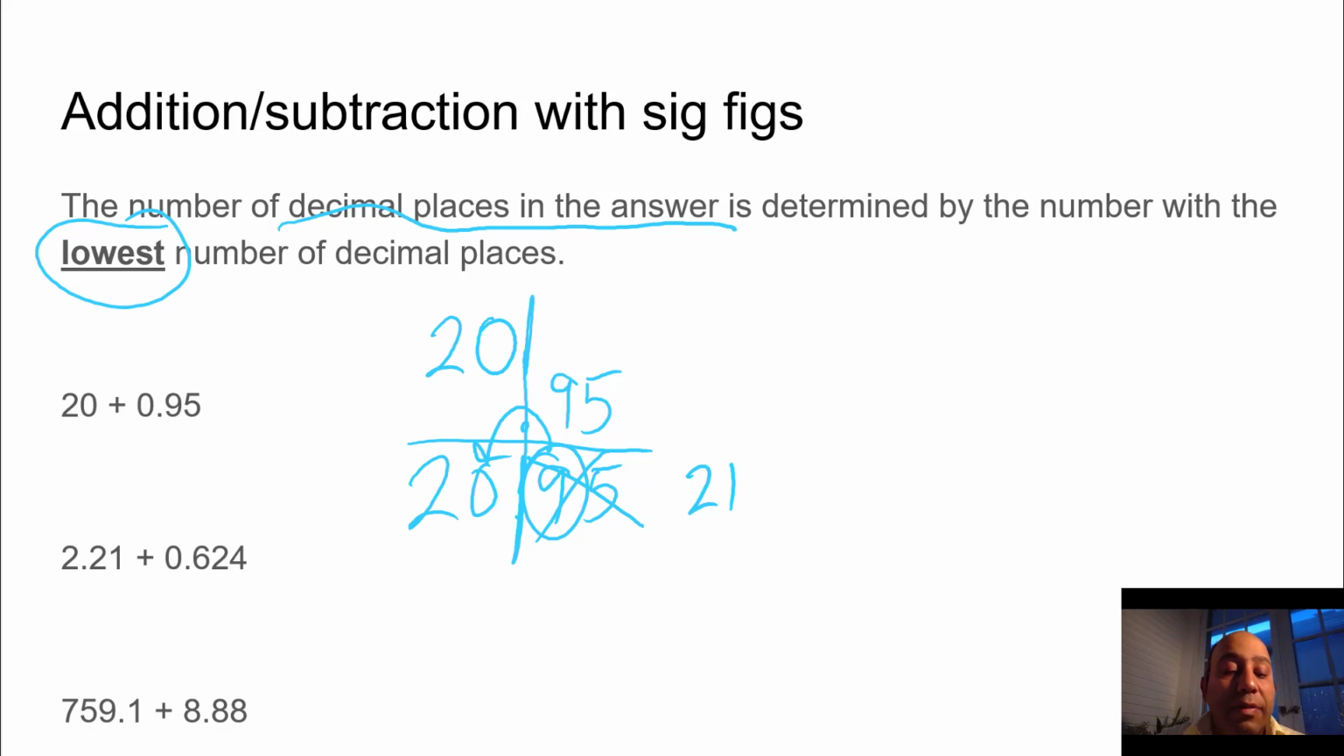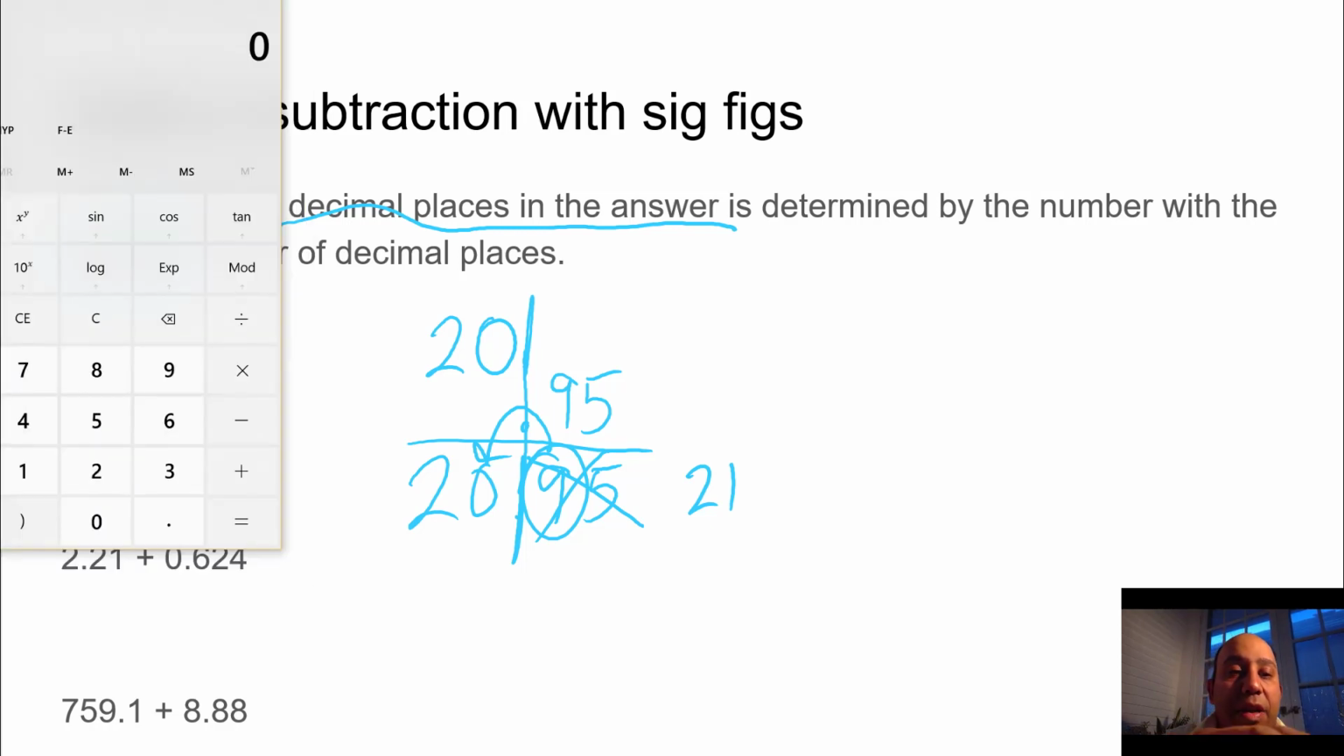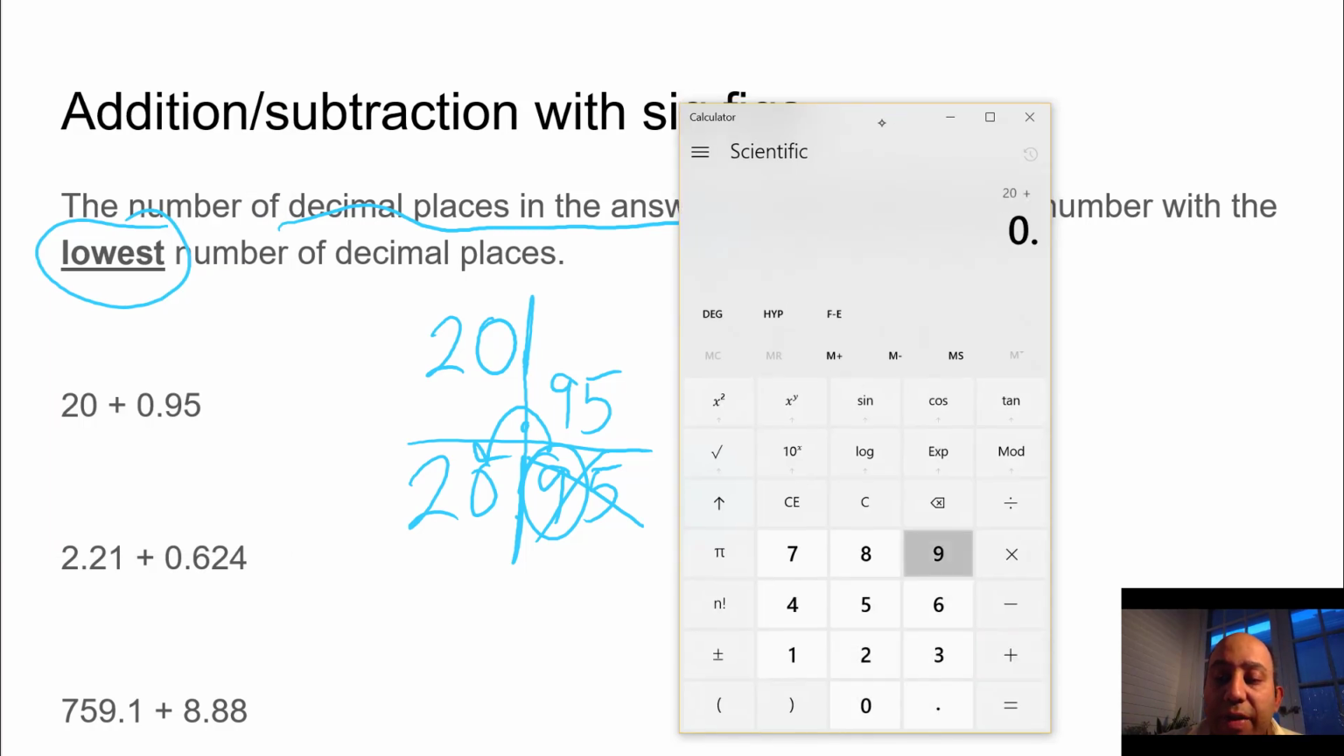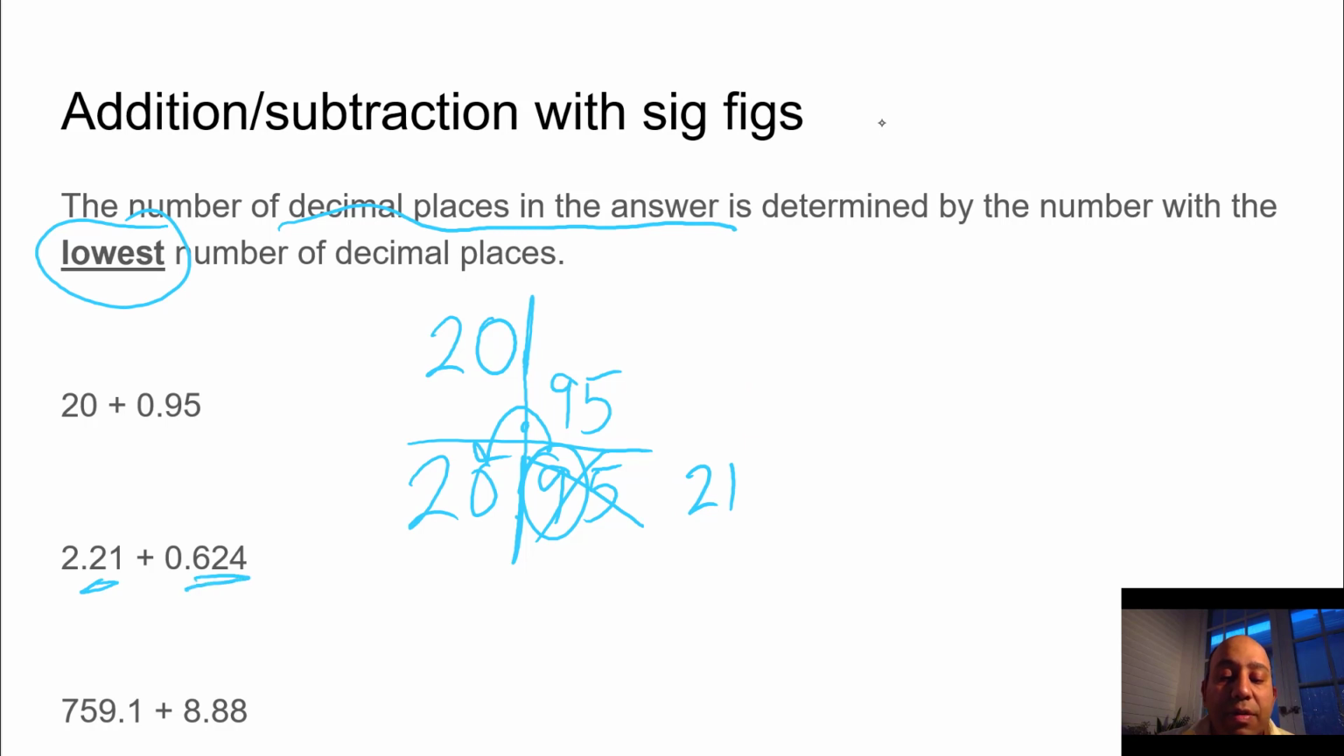You can do this in your calculator as well. I'm going to pull out my calculator here, and you do 20 plus 0.95, and of course you get 20.95, and then you cut off the number right between the 0 and the 9. Then you have to round up, so the answer is 21. You do the same thing for the second one, 2.21 plus 0.624, and you see the answer is 2.834, but you notice that there are 2 decimal places in this one and 3 here, so that means our answer is going to be 2.83. And because the 4 is lower than 5, you just cut it off, and you don't round it up, you just keep it the same.